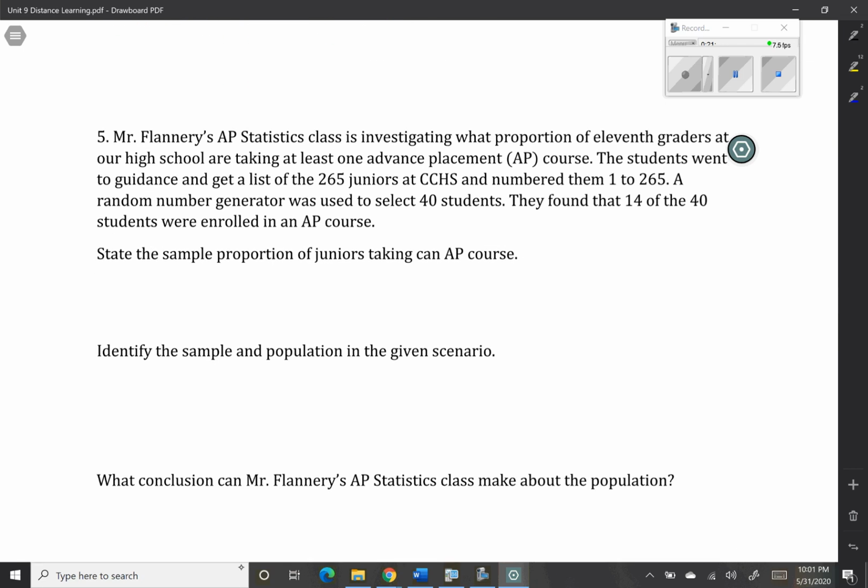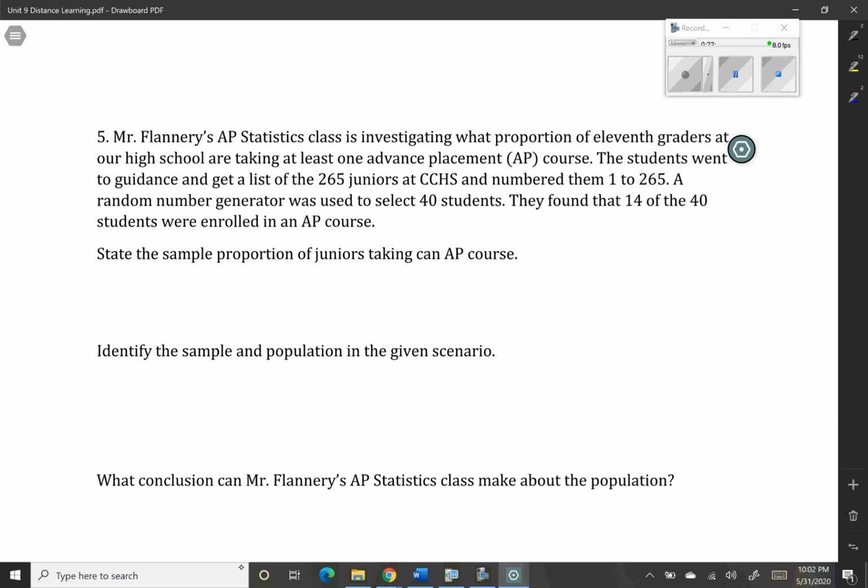Number 5 says, Mr. Flannery's AP Stats class is investigating what proportion of the 11th graders at our high school are taking at least one advanced placement course. The students went to guidance and got a list of 265 juniors at Cornwall High School and numbered them 1 to 265. A random number generator was used to select 40 students. So I'm randomly selecting a group of juniors using a random number generator, so I'm going to have a good representative sample. So our sample is going to be good, and it's going to represent our population nicely.